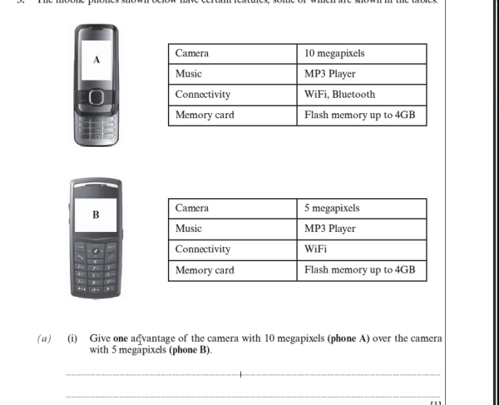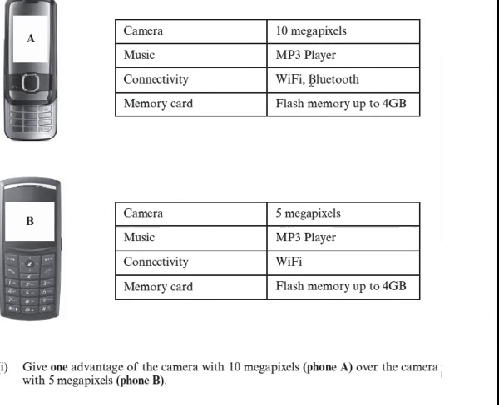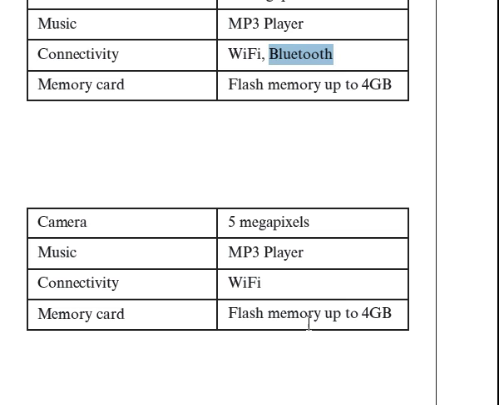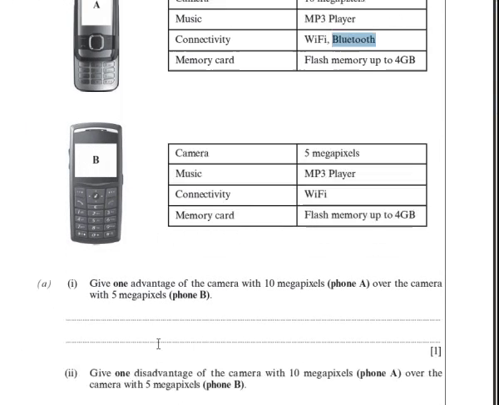So we know that the main advantage of phone A over phone B is that it's got a higher quality camera, therefore it will be able to produce more detailed pictures or images. You could also mention that it has Bluetooth connectivity, whereas phone B doesn't, but I would be inclined to give the answer about the difference that the camera will make. So it is going to produce higher quality, higher detailed images.